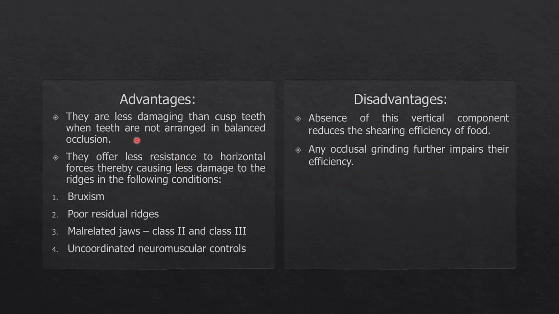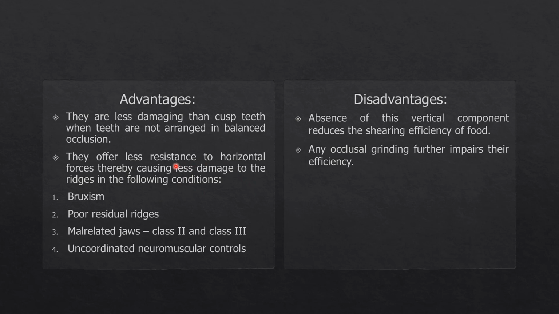These are the advantages of the non-anatomic teeth. They are less damaging than cusp teeth, because they are not arranged in balanced occlusion. Of course, these teeth do not have any incline, so there is no balancing. They are always in contact with each other. They offer less resistance to horizontal forces because they don't have any cuspal incline, so there is minimal resistance to horizontal forces, and thereby minimum transfer of stresses to the residual ridges.